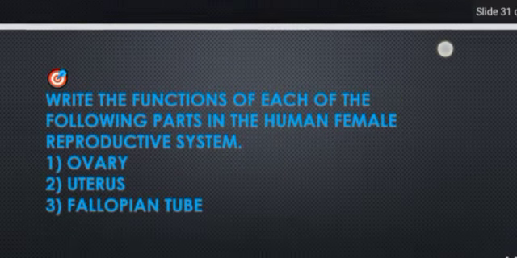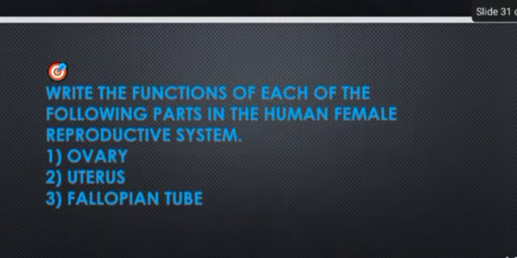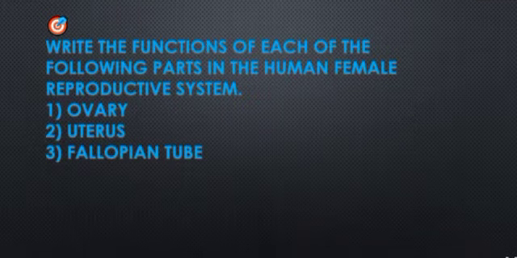And next, we will be checking: write the functions of each of the following parts in the human female reproductive system. The same question was there in 2018 that I have uploaded earlier. In the previous session I discussed the same question. So 17 and 18 they have asked the same question from this lesson. So we have to list out the functions of the ovary, uterus, and fallopian tube. In 2018, they asked about the oviduct, not the word fallopian tube.